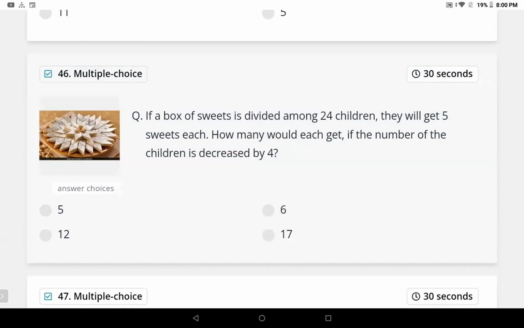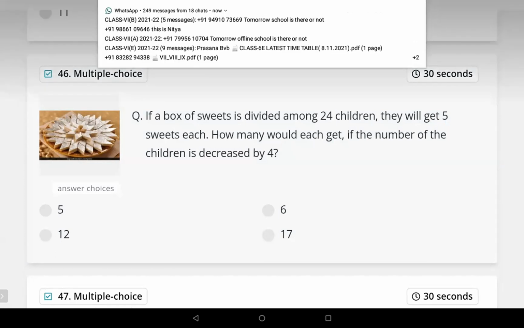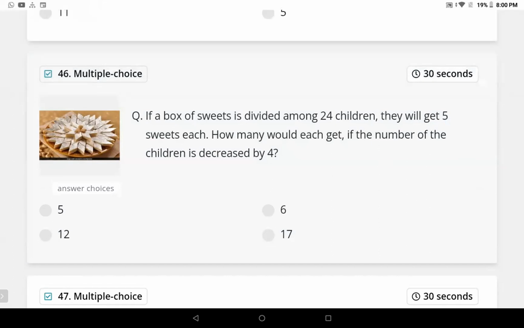So 24 multiplied by 5, divided by 4 children. 4 sixes are 24, so 6. With 24 children, they will each get 5 sweets.